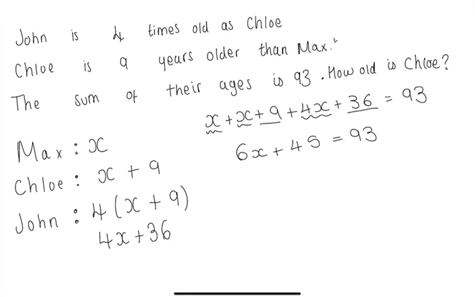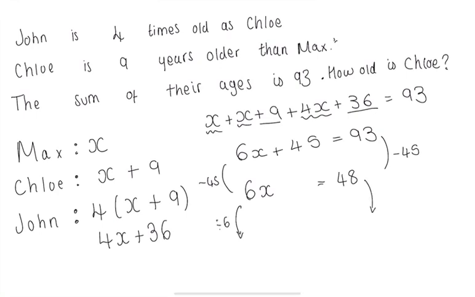So now, just as we did before, we're just going to solve this. So first of all, I'm going to get rid of that 45 from both sides, and that leaves me with 6x is equal to 48. And then to find out what x is, I need to get rid of that 6 from both sides by dividing both sides by 6, leaving me with x is 8. So therefore, if x is 8, Max is x, so Max is 8. Chloe is 9 years older than Max, so we're going to take 8, add on 9, which is 17.